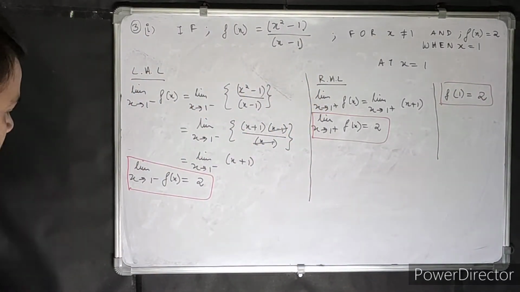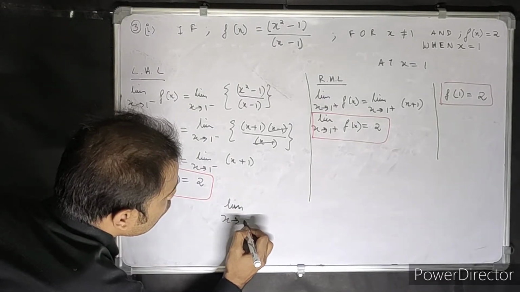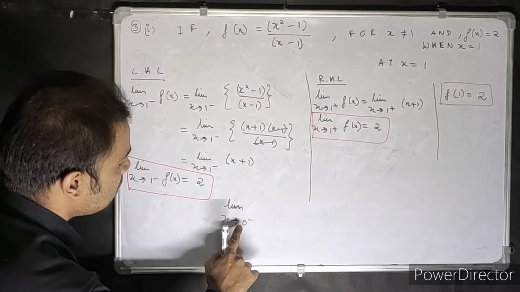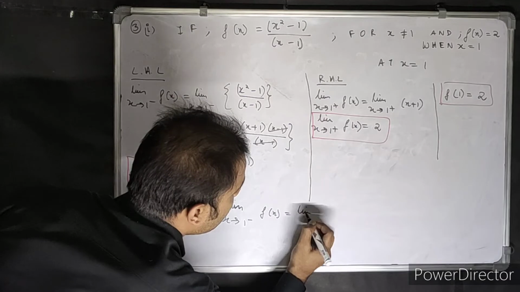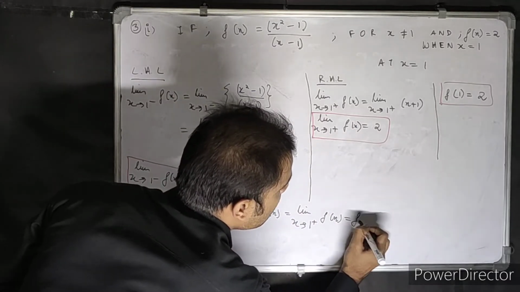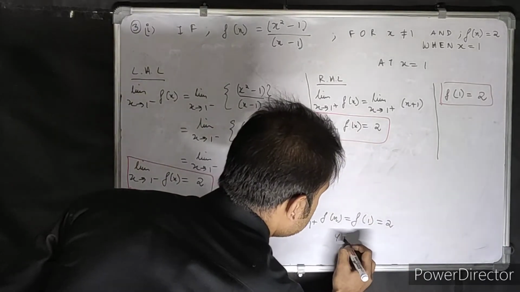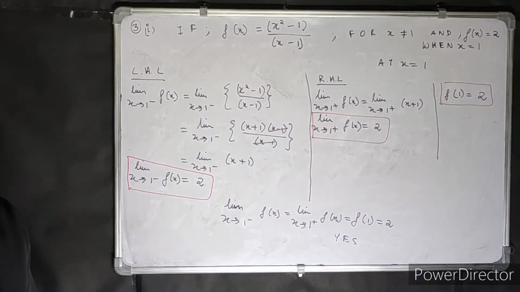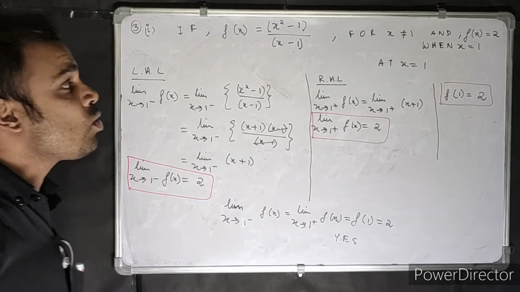So then what do you write? Simple. Your work is over. Limit of x tends to 1 negative, f of x is equal to limit of x tends to 1 positive, f of x is equal to f of 1, which is equal to 2. So the function is continuous. Yes, it is continuous. Are they saying prove it? Show that the function is continuous. Okay, I showed it to you that the function is continuous at x equal to 1.